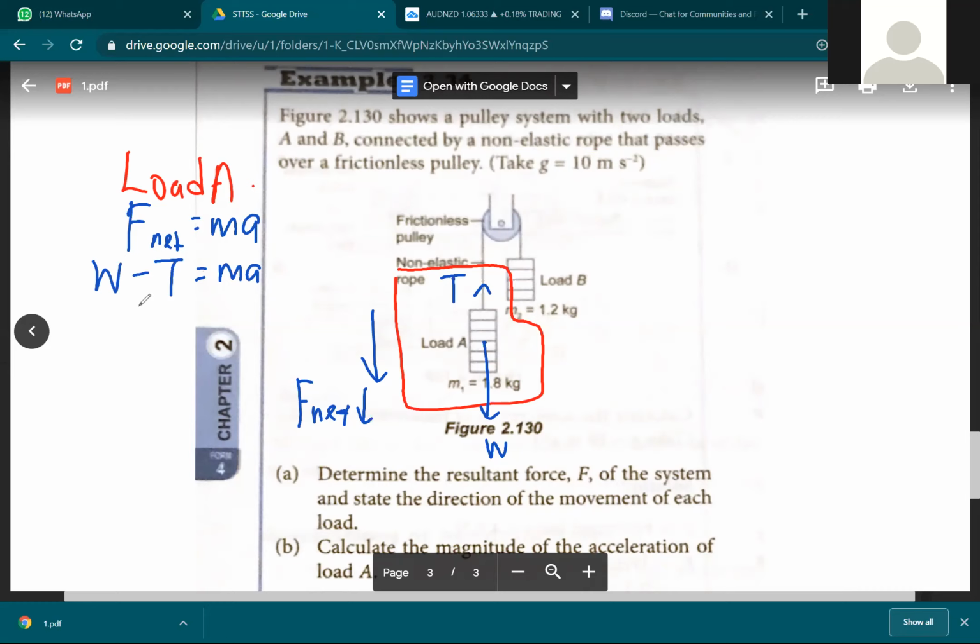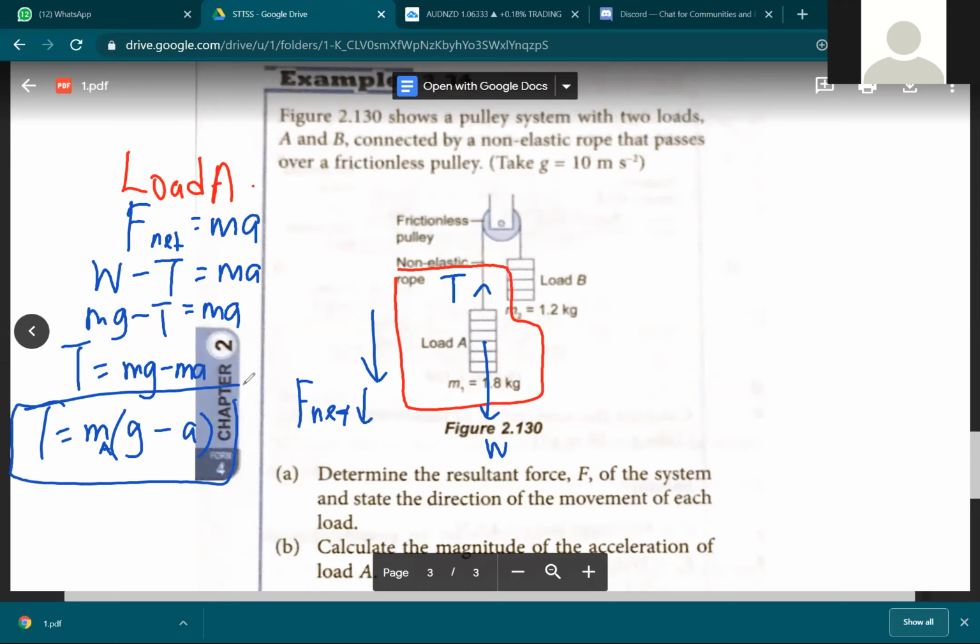So mg minus T equals to MA. So T equals to mg minus MA. And T, I factorize out m(g minus a). Notice that the M here is the mass for load A, not the total mass. It's the mass for load A. Okay? This is the equation of motion of load A. That's the answer.